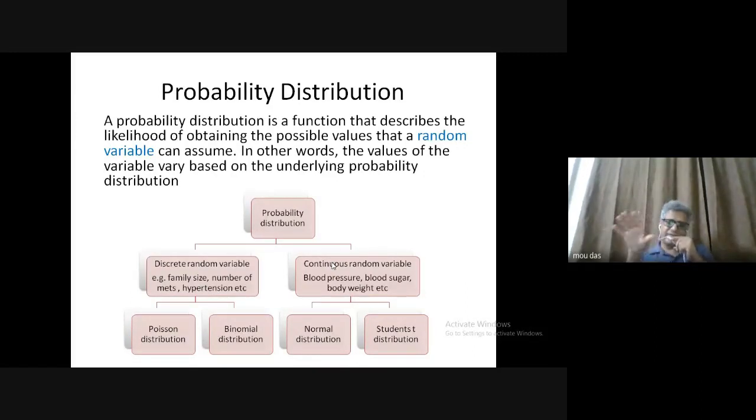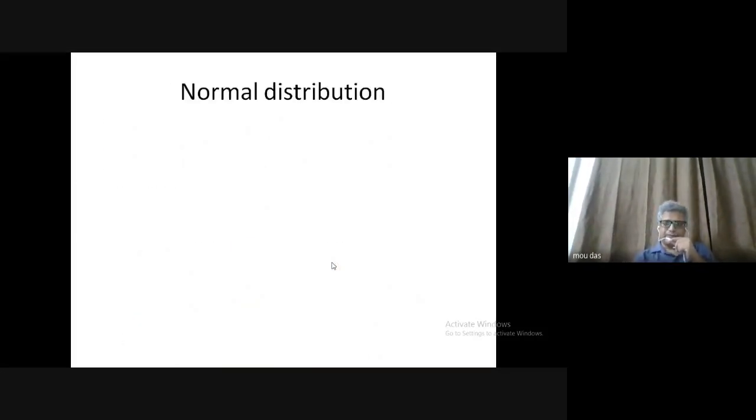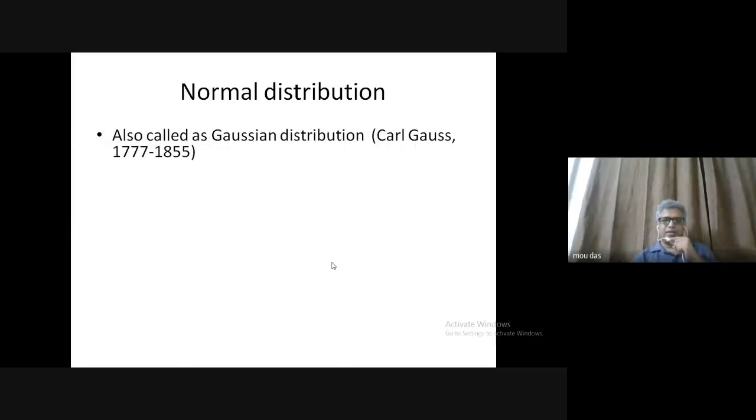But I won't be discussing the binomial, Poisson or Student distribution because this is beyond the scope of my presentation. I will be sticking to the normal distribution and try to explain different phenomena related to sample size through this normal distribution. Okay, so what is a normal distribution? A normal distribution, also known as Gaussian distribution, was described in the 17th century.